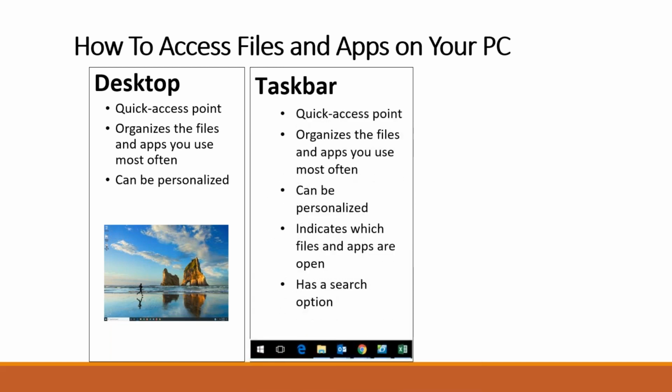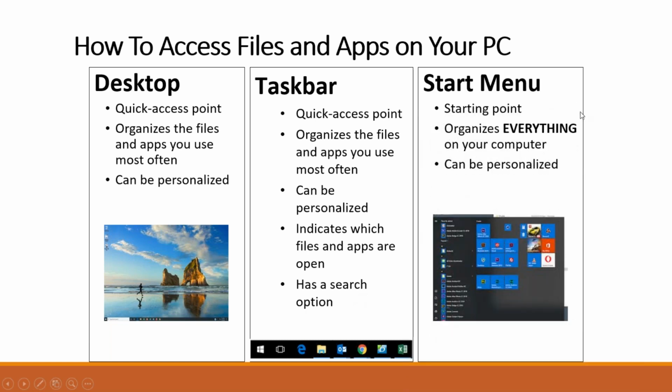Okay, your taskbar, another quick access area, organizes the files and apps you use most often, though it's really meant for apps, primarily, not so much files and folders. And it indicates which files and apps are open. Remember that blue underline. It also has the search option. Last but not least is your start menu. It organizes everything on your computer, and we can personalize it by pinning things to the start menu as tiles, as we saw before. Just like we can pin things to the taskbar.